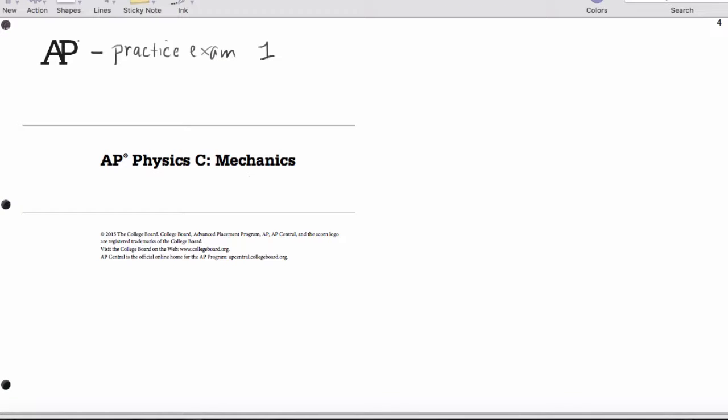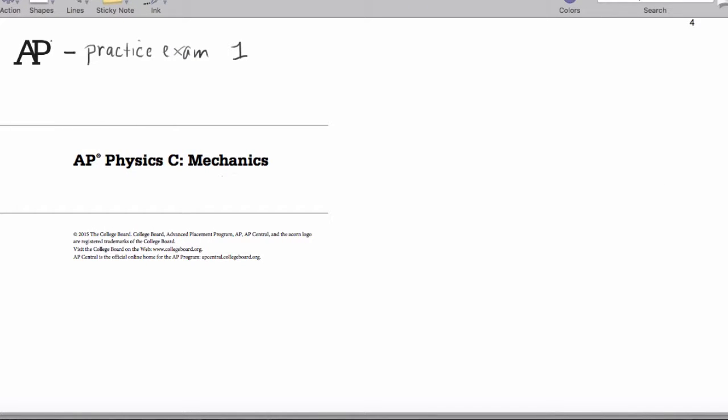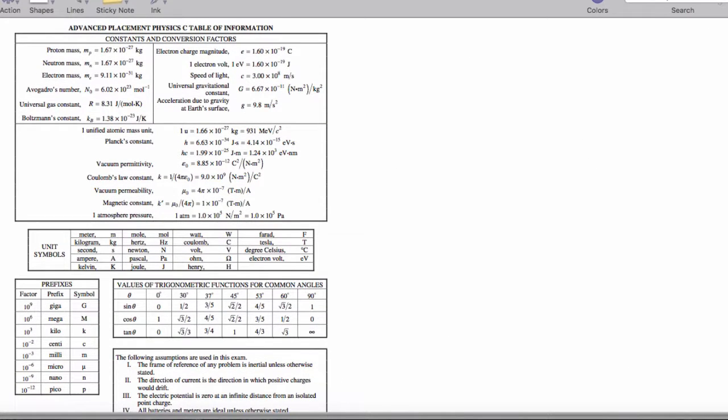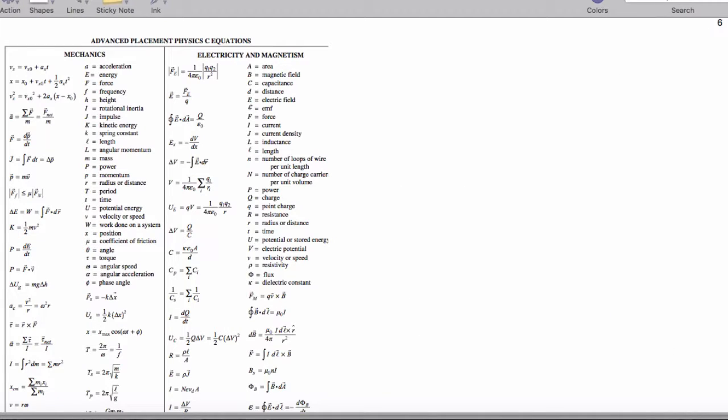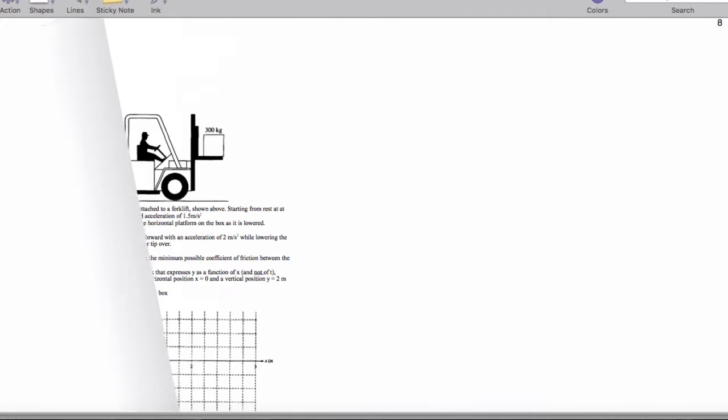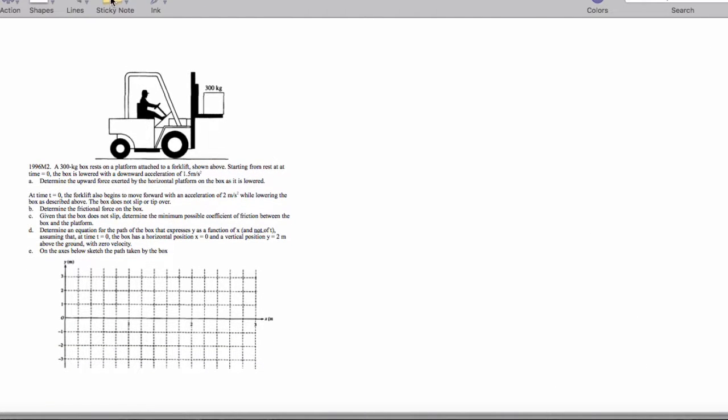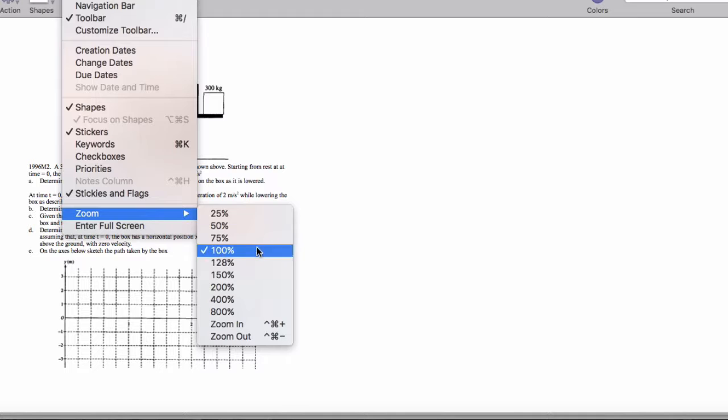the solutions to AP Physics Practice Exam 1. And here we go. So we have our data booklet, formulas, etc. Let's jump in and take a look at this first problem.